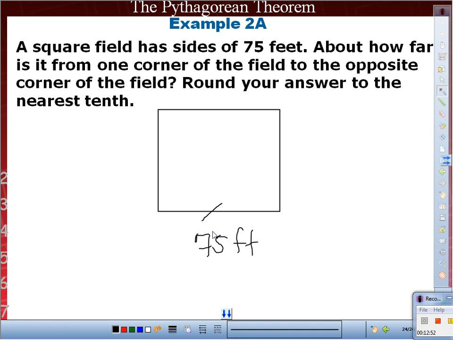To indicate that they're all the same measurement, check this out. I label this one with 1 dash. So if this one has 1 dash, guess what? This one, and this one all have the same dash. That indicates that all the sides are congruent.